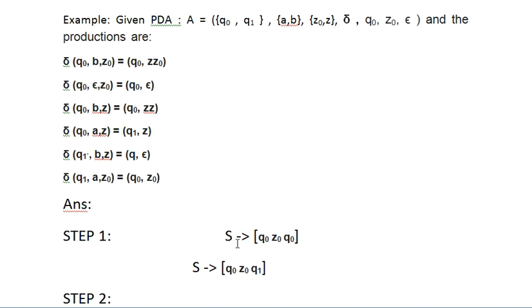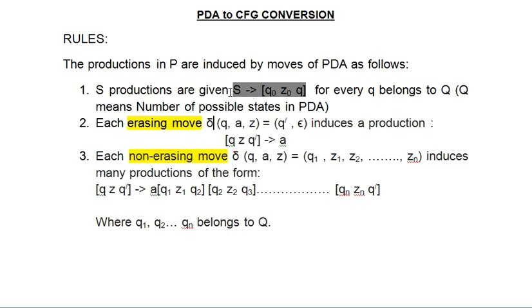The start production format is like this: S implies Q naught Z naught Q. Q naught is the initial state, Z naught is the initial stack alphabet, and Q is the set of states present in the particular PDA. If this capital Q comprises 3 states, how many productions will be there for the start symbol? 3 productions. If there are 4 states in the PDA, then we will have 4 start productions. Clear? So let us move to the example and check how many productions there are.